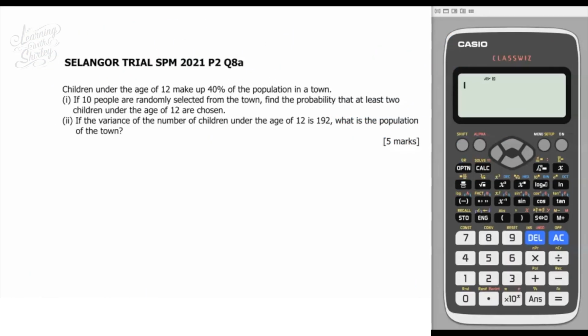Let's look at this question from Selangor Trial SPM 2021, Paper 2, Question 8A. Children under the age of 12 make up 40% of the population in town, which means that our P is 40%. So 40% is 40 over 100. When we simplify, cut, it's 2 over 5, right? And this also means it's 0.4. So if P is 0.4, therefore your Q, which is 1 minus 0.4, is 0.6.